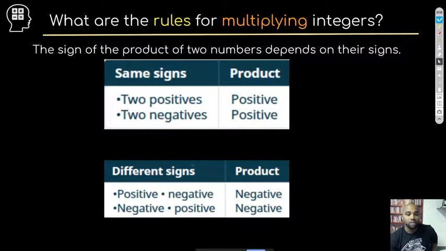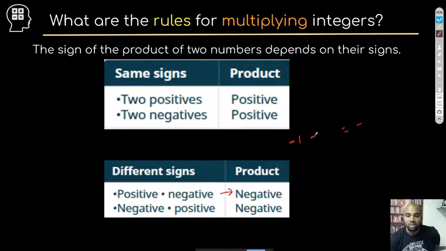Now, what if you have different signs? Positive times a negative is going to give you a negative, and a negative times a positive is going to give you a negative. So really, this is two ways of saying the same thing. They just switch places, if you notice. If you put a negative and multiply by a positive, you're always going to get a negative. So negative 1 times any positive number is going to give you a negative answer.